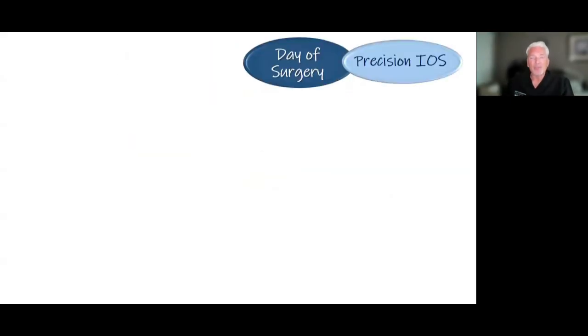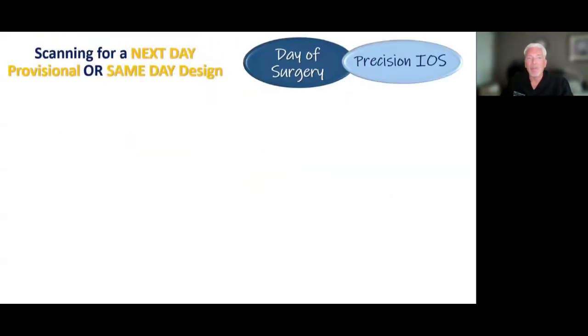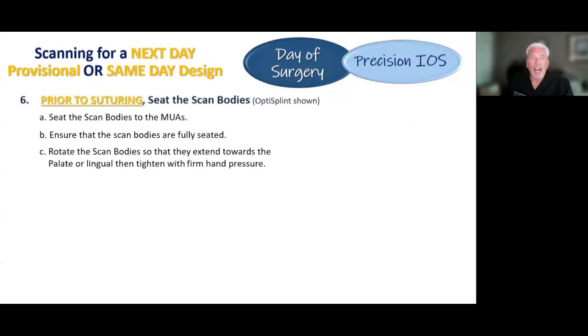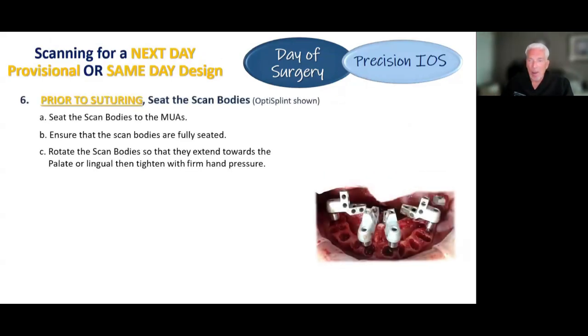All right, so now we're getting to have some fun. Now we're going to go ahead and utilize whatever system that you've elected. I happen to show a slide here using the OptiSplint system. So here the implants have been placed, the multi-unit abutments have been placed. Prior to suturing, the protocol with this system, and you're going to see also that sometimes laboratories will modify some of the protocol that the manufacturers may say. People find different ways of doing things that work best for them.